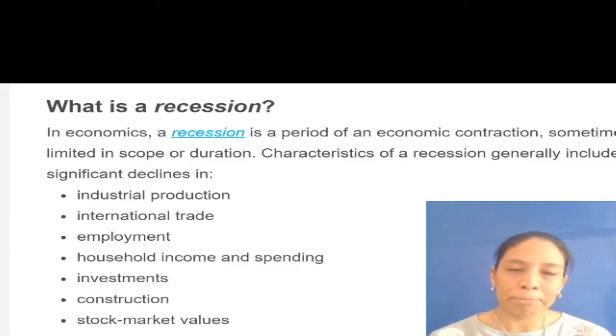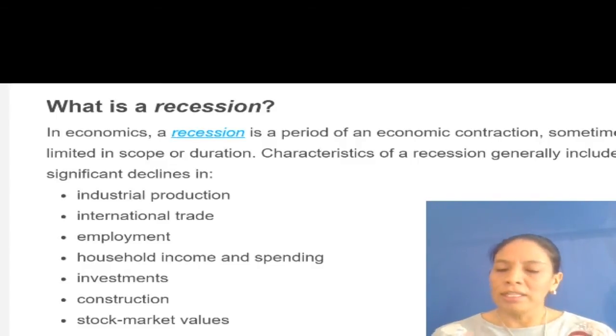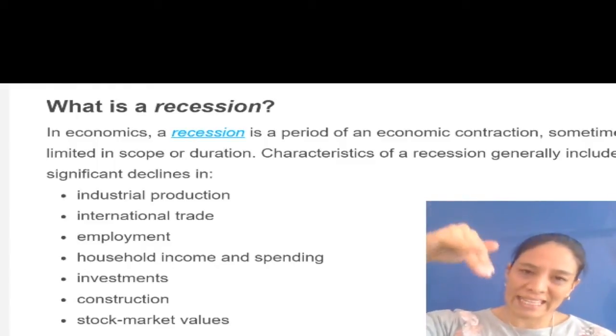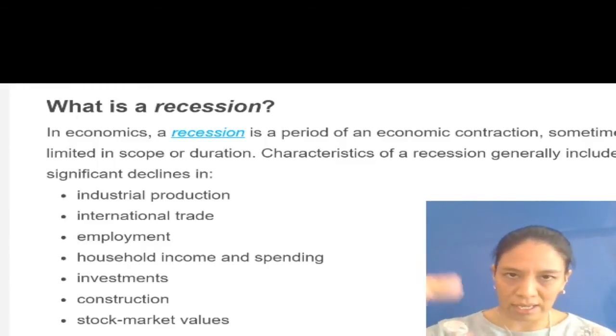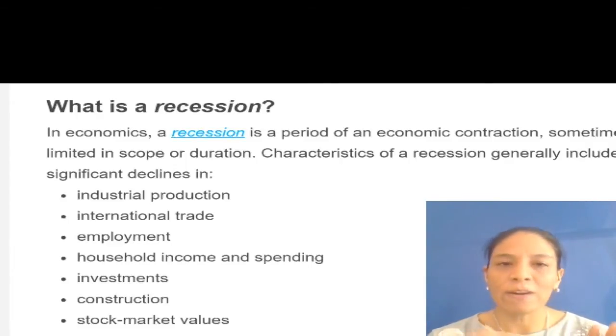So now we have the three main parts of the business cycle: the expansion, the peak, and then the decline, and we have the trough. Okay, then what happens after the trough?